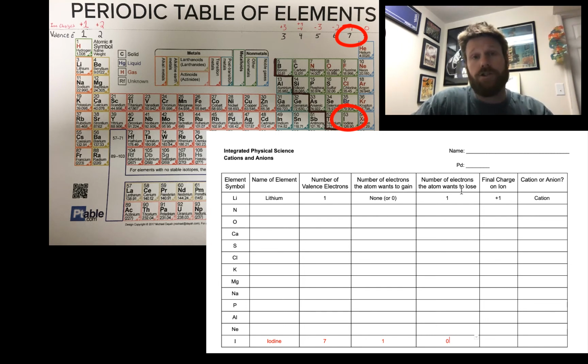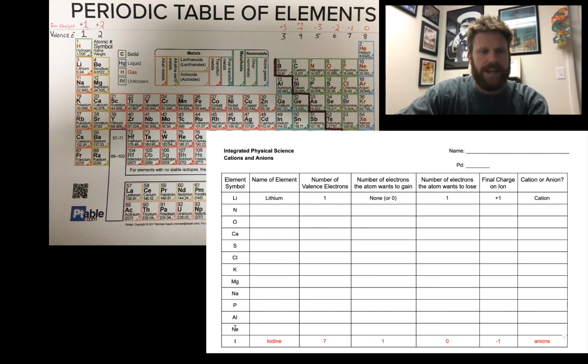What would be the final charge on the atom? Well, an iodine atom is going to gain an electron. It's going to have 1 more electron in the electron cloud than it has protons in the nucleus. So overall, it's going to have a -1 charge. Also, the charge on the ion is another column heading that we made. All the halogens will have a -1 charge when they make an ion. Negatively charged ions are anions.